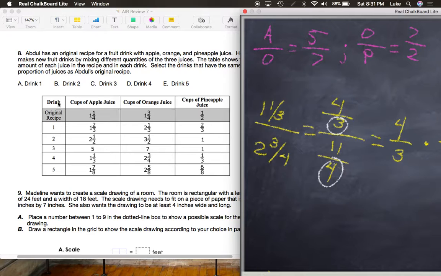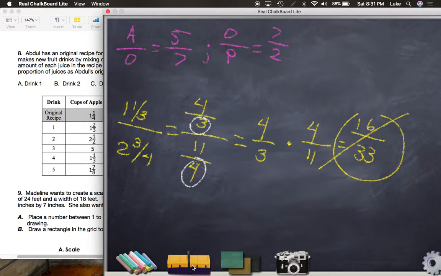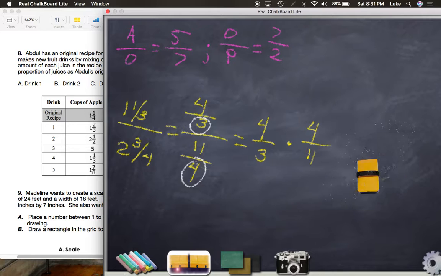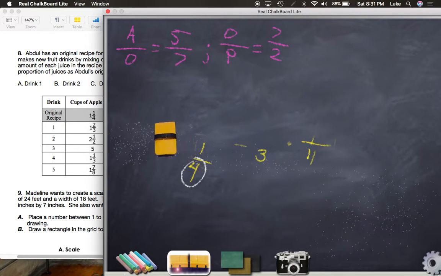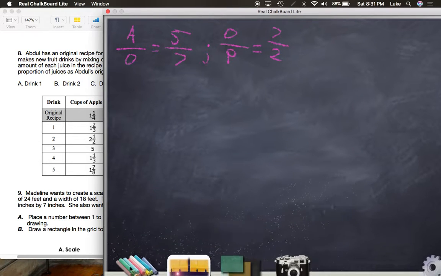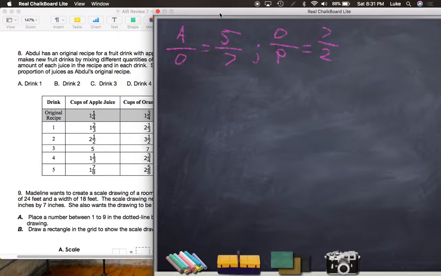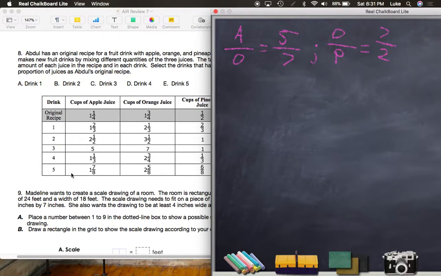So far in our answer we have drink number 1 and number 2, and we have to see if drink number 5 is going to be good to go. So let's erase this and do our final part and see about drink number 5. I'm hoping that maybe you might try this on your own. But if you do get stuck and you don't want to pause this video and try it on your own, go ahead and watch.